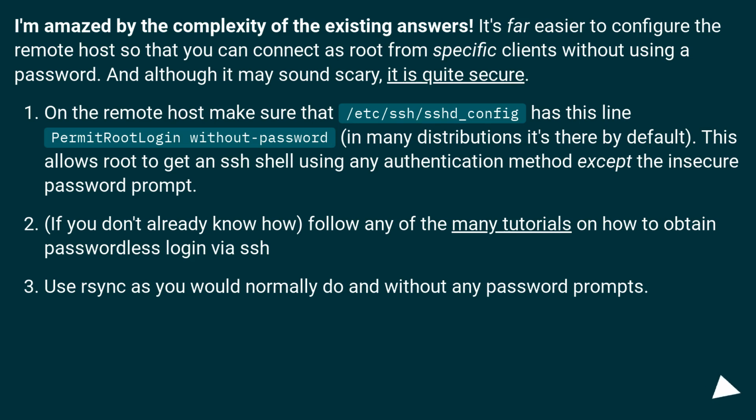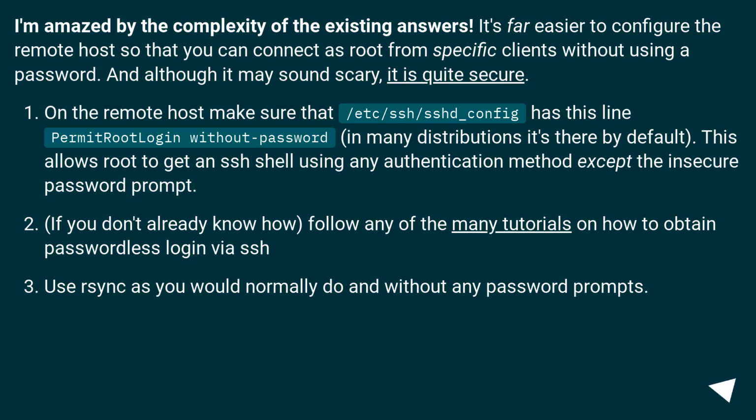On the remote host, make sure that /etc/ssh/sshd_config has this line: PermitRootLogin without-password. In many distributions it's there by default. This allows root to get an SSH shell using any authentication method except the insecure password prompt.